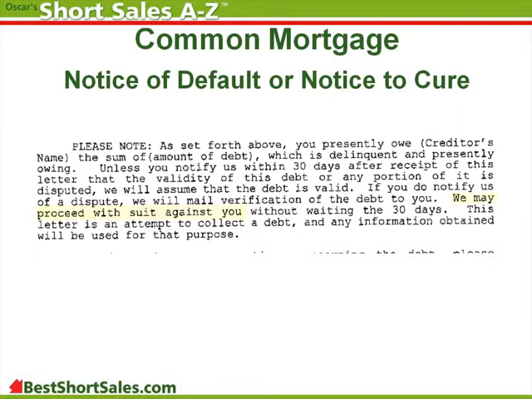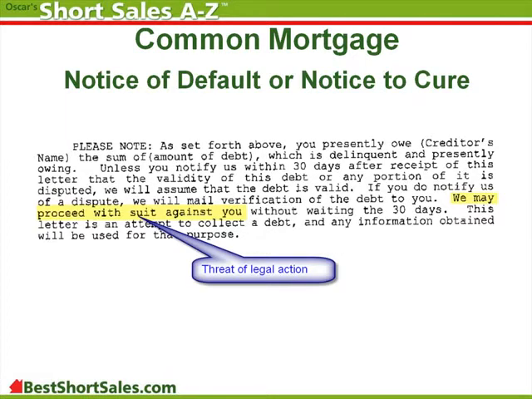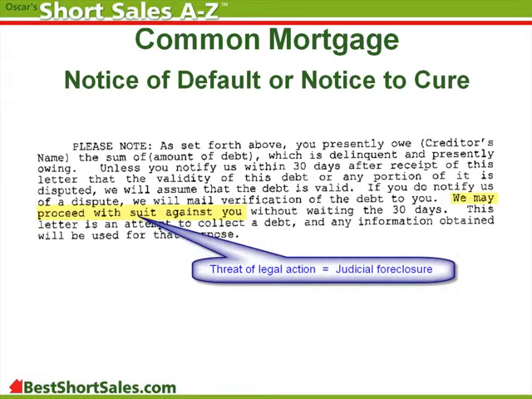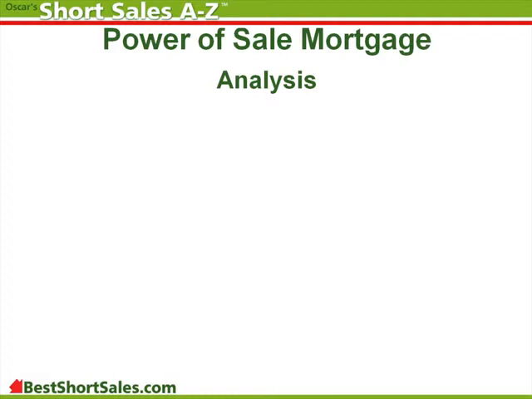Therefore, the only way to foreclose this mortgage is judicially. That is why it says, "We may proceed with suit against you." This is the threat of legal action. Threat of legal action indicates pending judicial foreclosure.